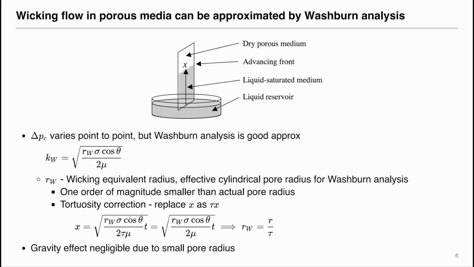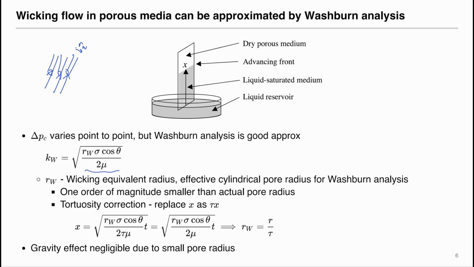Because in the porous media, essentially it is an array of tubes, cylinders, that the water is wicking through. So we can approximate the wicking flow in porous media also with the Washburn analysis to a somewhat accurate degree, where we have the Washburn equation, the Washburn constant, also have similar form, but in this case we have R_W, and R_W is the wicking equivalent radius, which is the effective cylindrical pore radius that is drawn here. So R_W for Washburn analysis.